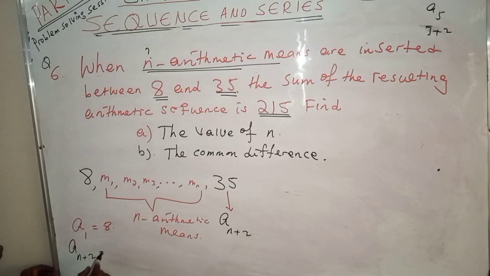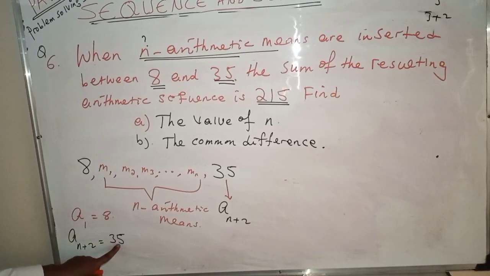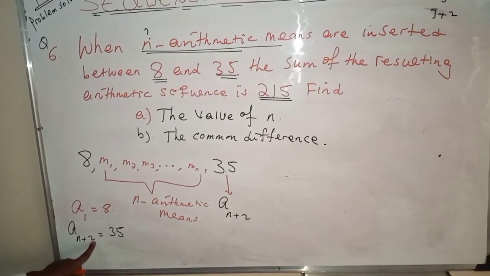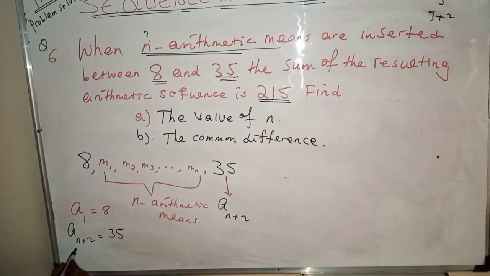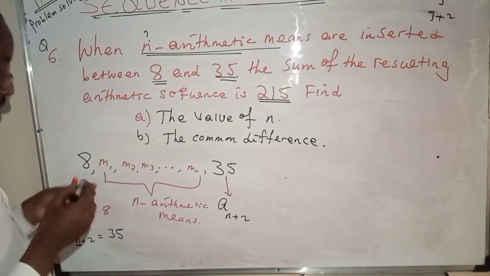n plus 2 is equal to 35. That means the position of 35 is n plus 2, where n is the number of arithmetic means inserted between the two numbers. Good.